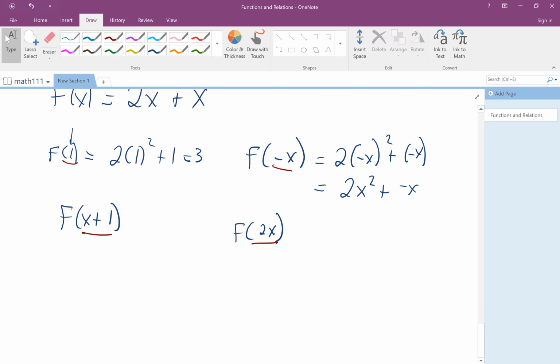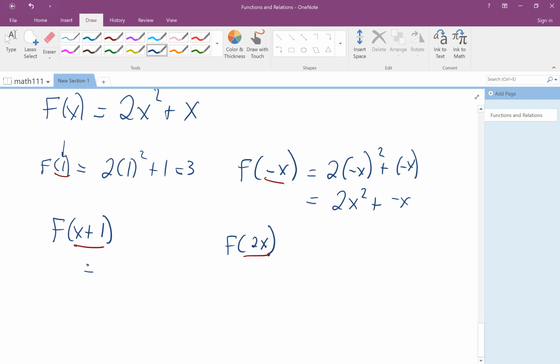Same with this one. Same thing. Wherever I see x, I'm going to put this x plus 1. So I'm going to put this in here, and I'm putting parentheses around it, hoping that you'll see what we're doing. We're putting this there, into the 2x plus 1 here, right there, right there.